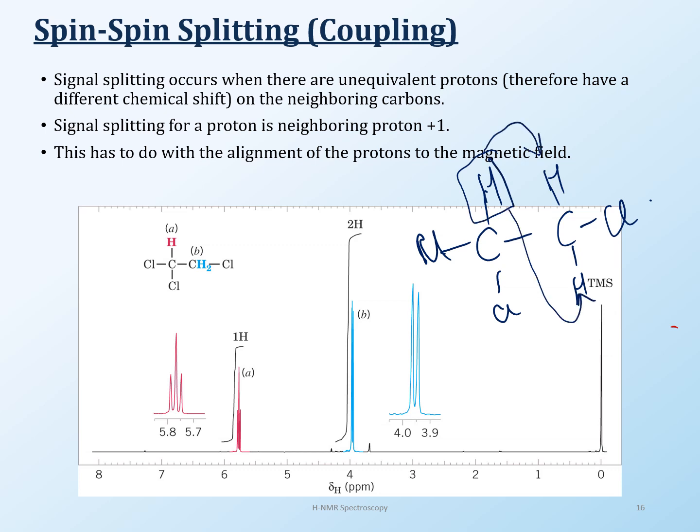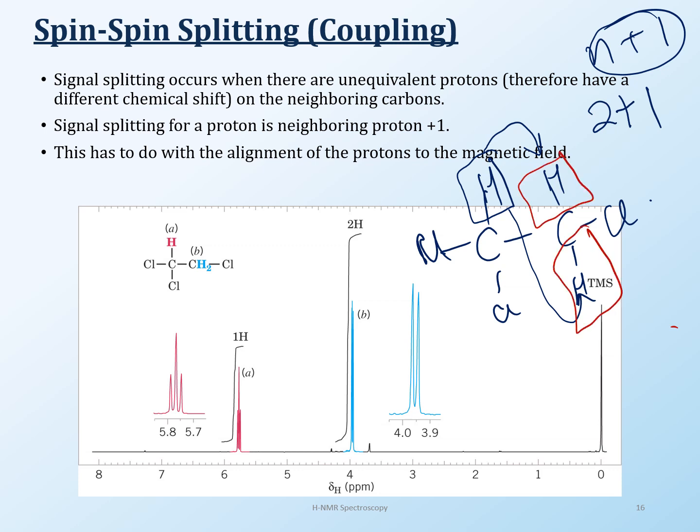So the way we say how the splitting is occurring is N plus 1. Now, the other part of this is that these 2 protons are looking at this one, 1 proton, plus 1. Again, N plus 1. So 2 plus 1 is going to be a 3 split. 1 plus 1 is going to be a 2 split.